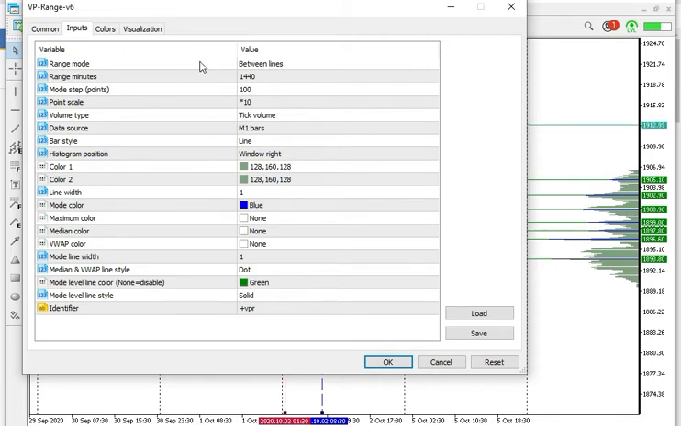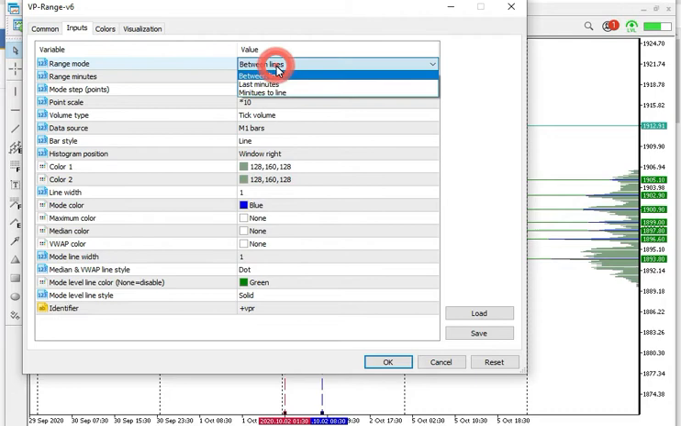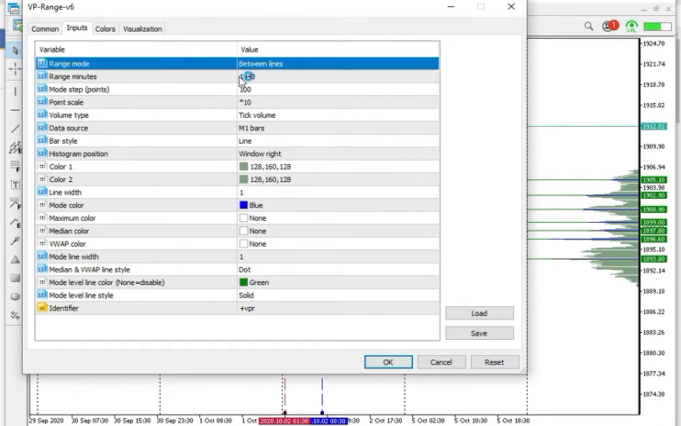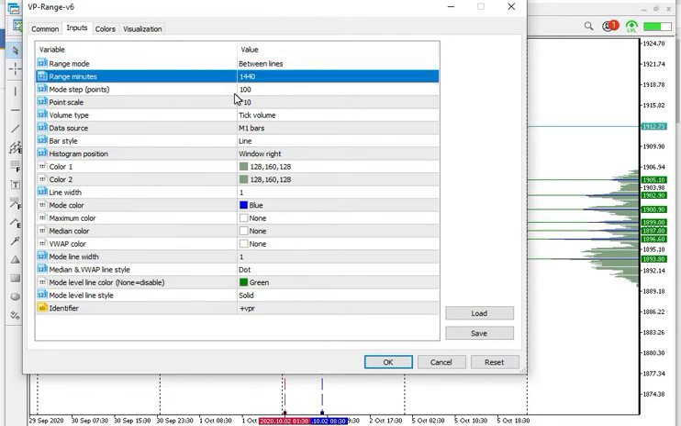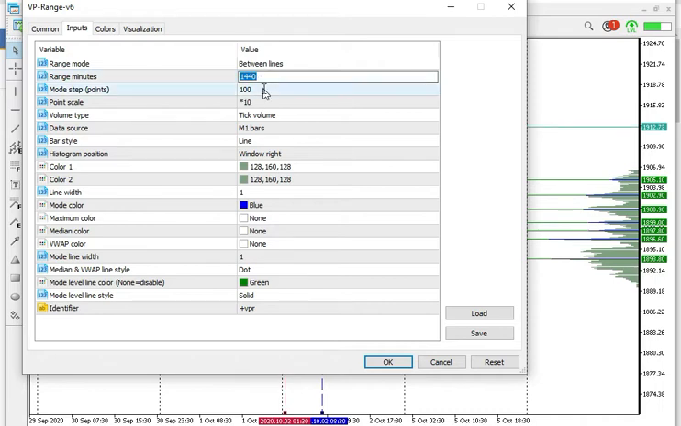So we've got range mode, between lines. I don't touch that, I leave it as it is. I have no idea what it's for, but if you change it you see differences. Then the range minutes, this is nice, there's no need to change it. 1440 basically means 1 day, because MetaTrader puts the time based on days. So let's just change this to a bigger value.